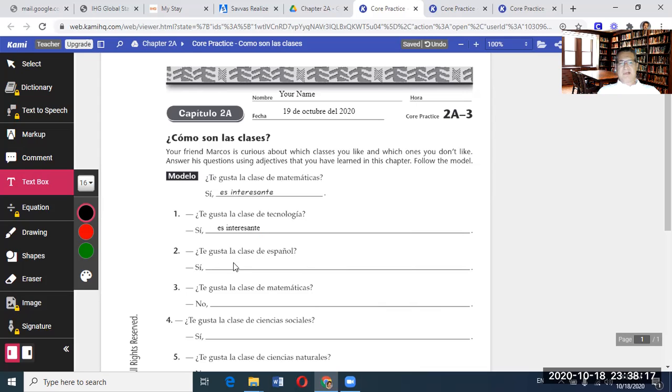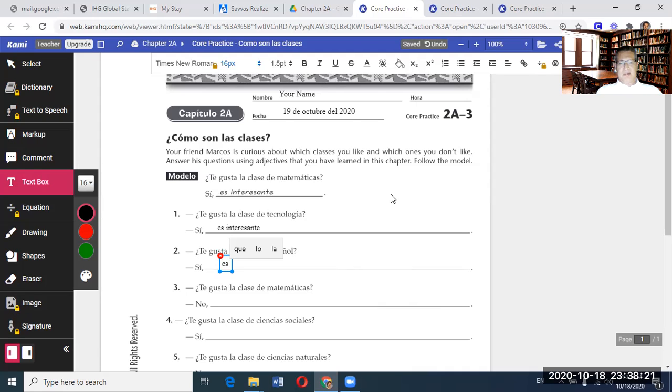¿Te gusta la clase de español? You like Spanish class? Sí, yes. Es fácil. Easy, yes. It's easy. ¿Te gusta la clase de matemáticas? No. Do you like math class? No. Es difícil. It is difficult.